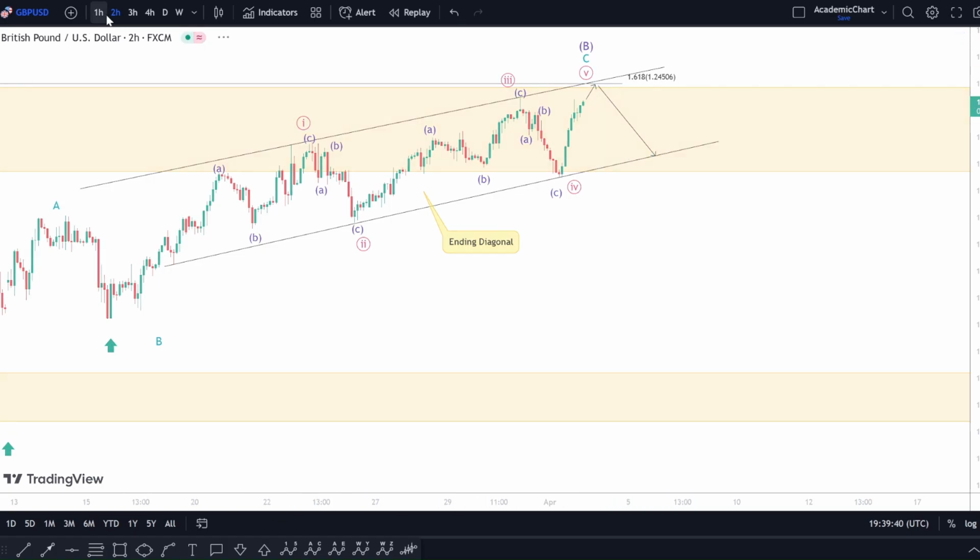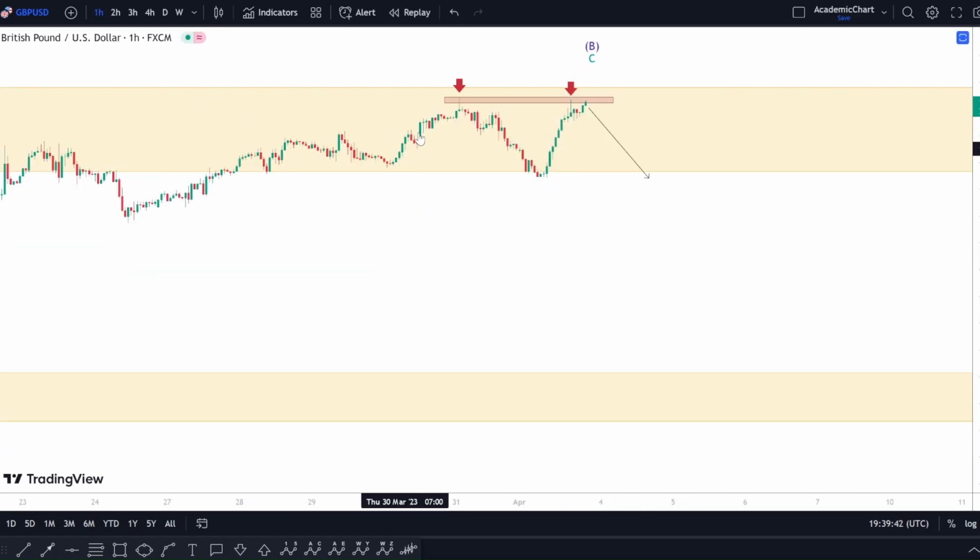But also there is another scenario. So far price has created a double top, and it might not reach the top of that channel or the top of this weekly resistance zone, and might reverse to the previous support zone immediately. That can be another scenario as well.